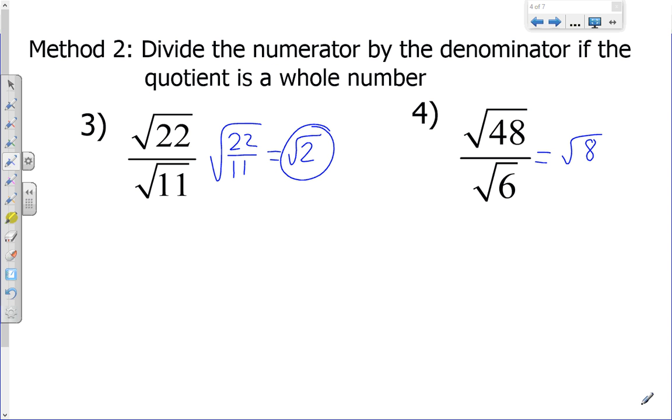Is 8 prime? No. If the number isn't prime, guys, then I highly recommend right now making that factor tree. This is 2 times 4, and 4 is that perfect square. It's going to give us a pair of 2s. And so our final answer, I'm running out of board space, should be 2 square root of 2.